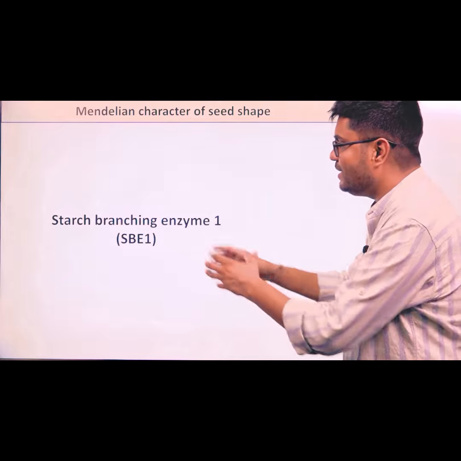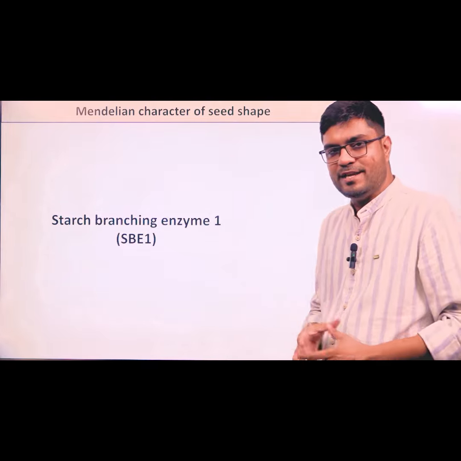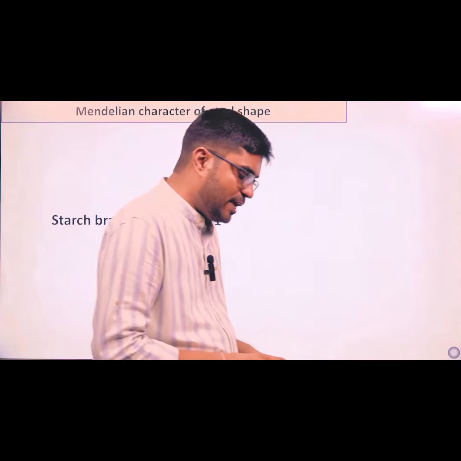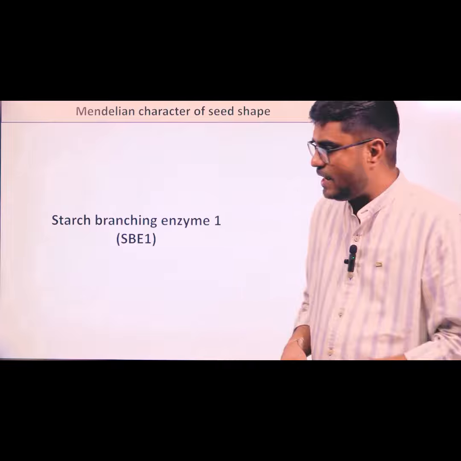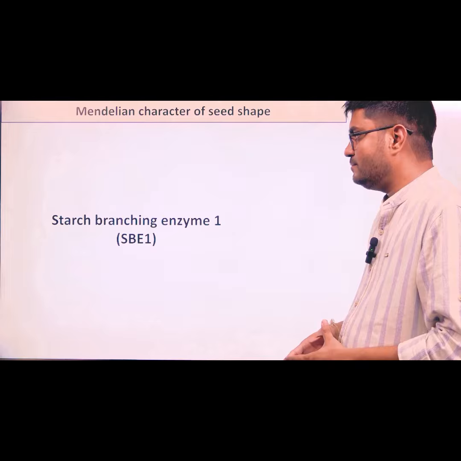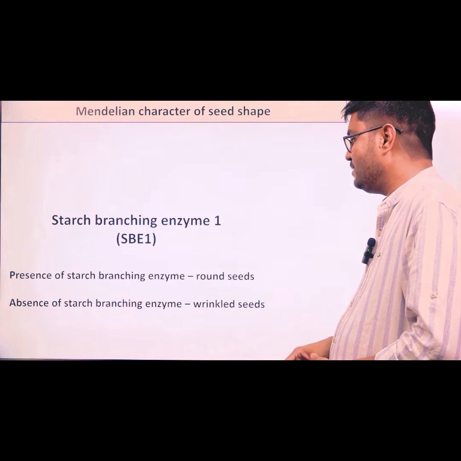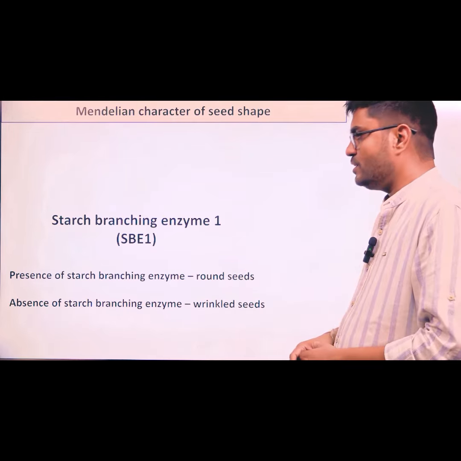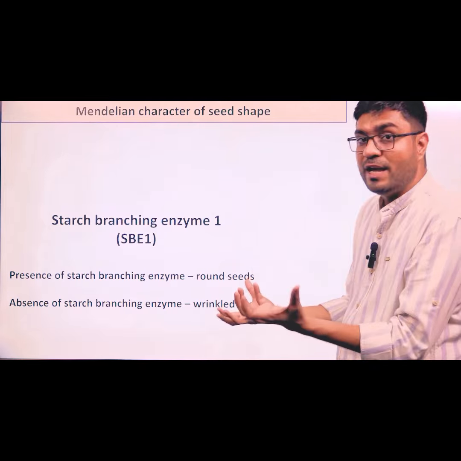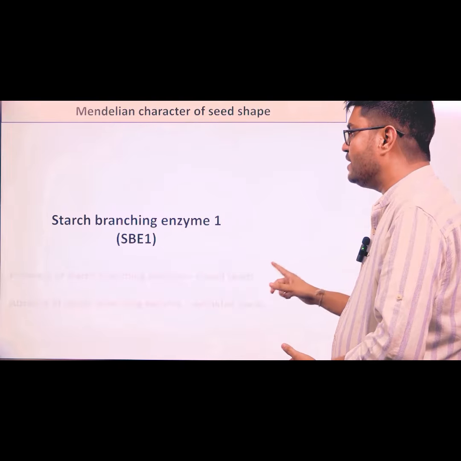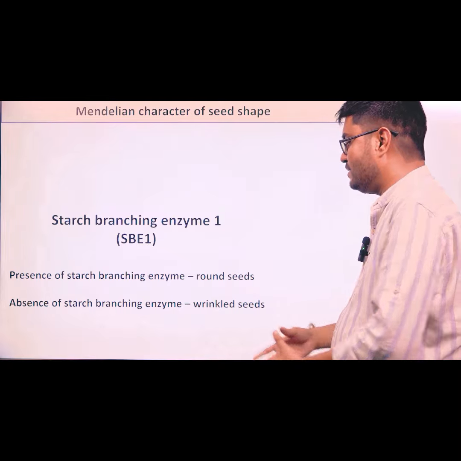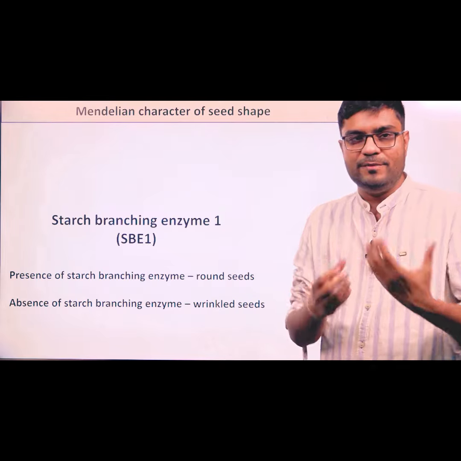This particular protein is starch branching enzyme 1, SBE1. If the isoform of starch branching enzyme 1 is present, then the seeds will be round. This enzyme will branch the starch and the seeds will be filled and look like round seeds. If the enzyme is absent, then in the absence of starch branching enzyme, the seeds will be wrinkled, not enough deposition of starch.